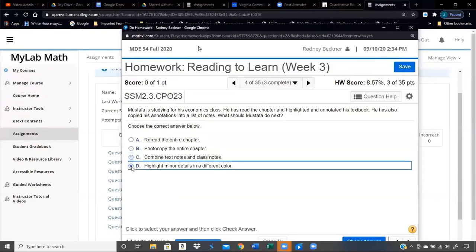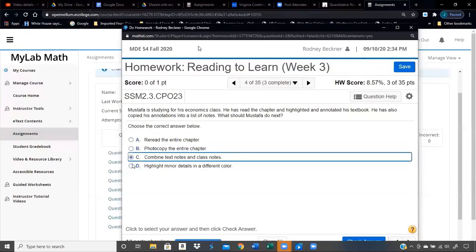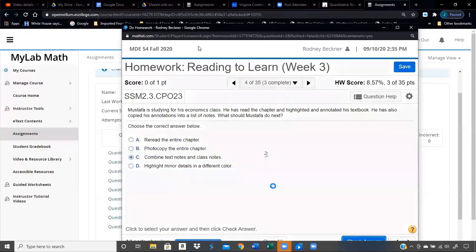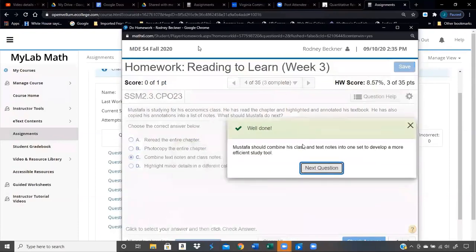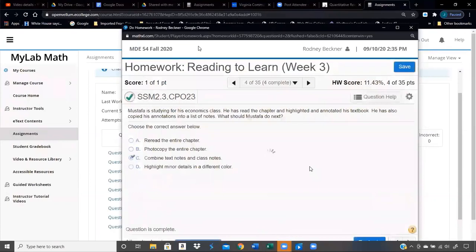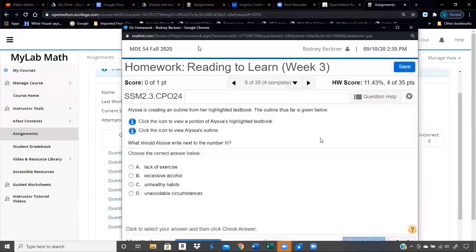So, combine text notes and class notes, or highlight minor details in a different color. I like both of those. Let's try C. So highlighting in minor detail is a great idea, having yellow for main ideas and then like a magenta for sub ideas or secondary ideas. So there's nothing wrong with D. I wanted to just go ahead and start talking about that while I knew C was going to be right. But yeah, combining the class notes and the text notes into one set would put everything in a more, well, combined format, obviously.